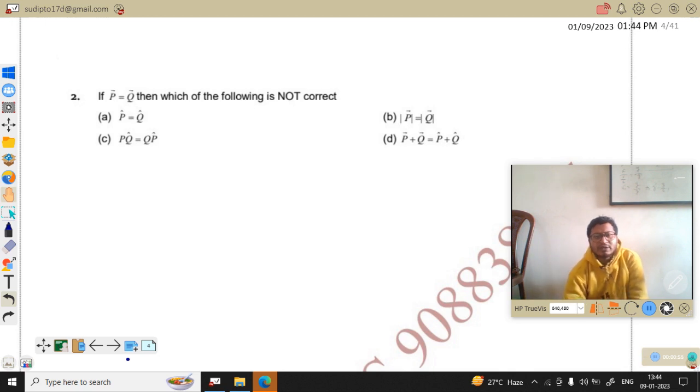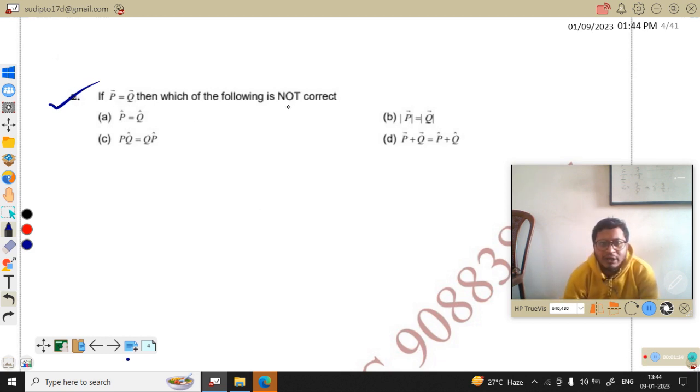Okay, so let's start. This is DPP 2. Already DPP 1 set 1 we have discussed. This is the vector chapter. Now the first question.